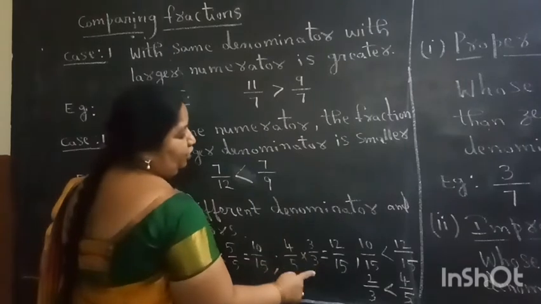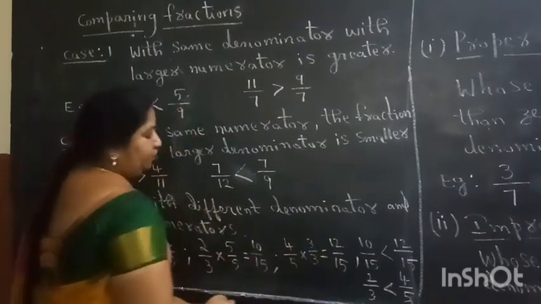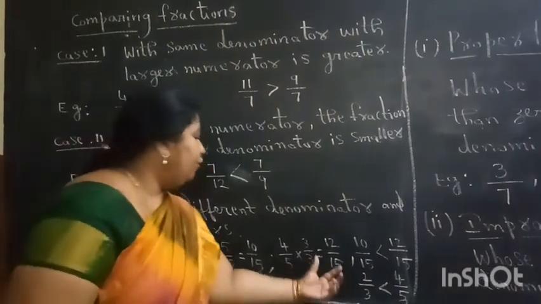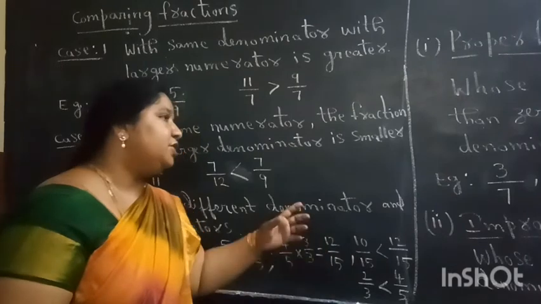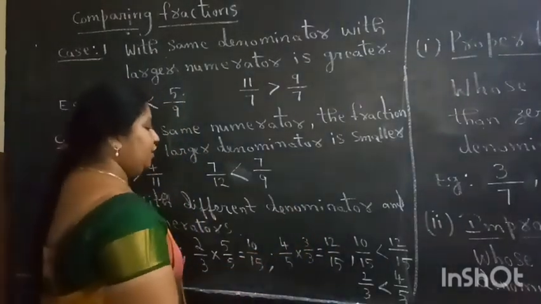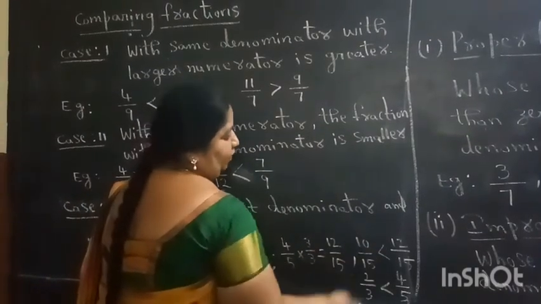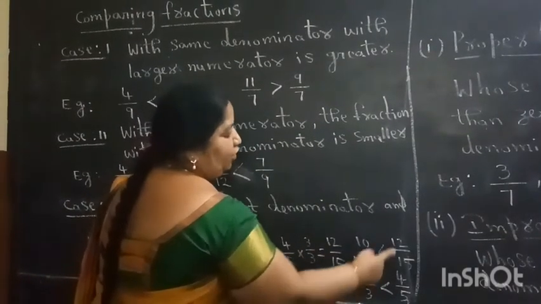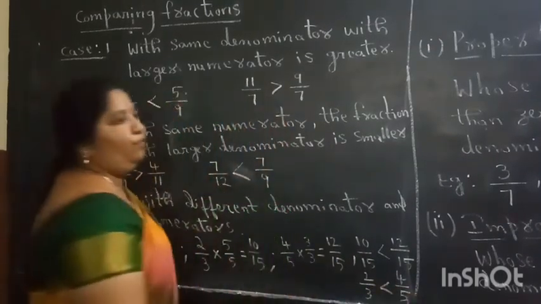4 3s are 12, 5 3s are 15. Here 10 by 15 and 12 by 15 have the same denominators. Then the greater numerator gives the largest fraction. So 10 by 15 is less than 12 by 15. 10 by 15 means 2 by 3, and 12 by 15 means 4 by 5. So 2 by 3 is less than 4 by 5.